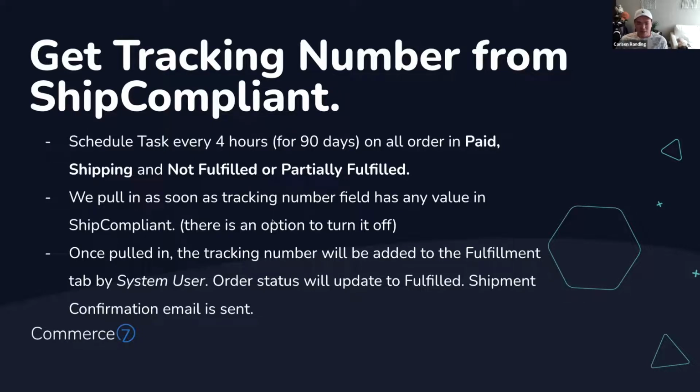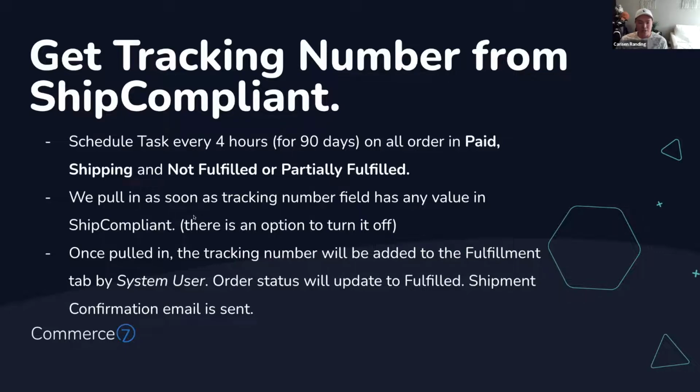It's not a scenario that should come up often, but if for whatever reason your fulfillment warehouse fails to upload a ship date along with the tracking number, or fails to upload a carrier along with the tracking number, we will still pull that tracking information in, because technically what the system is looking at is the tracking number field. And as soon as it has any value, it will pull in that tracking number into Commerce7, mark the order as fulfilled, and it will stop this scheduled task. We won't check anymore, since that order will be marked fulfilled in Commerce7.